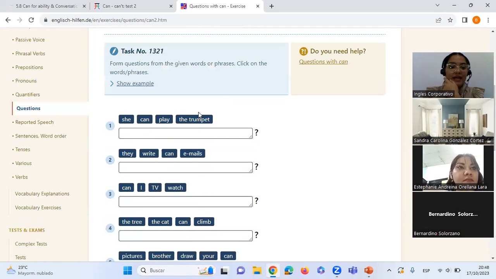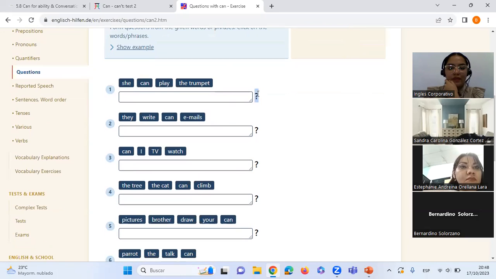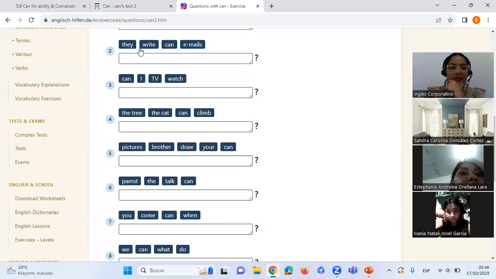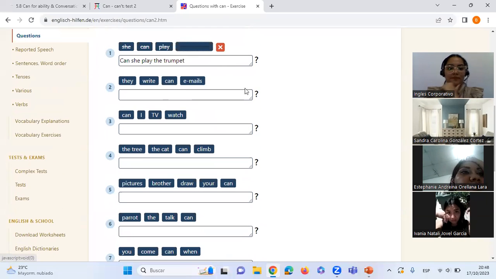Okay, we have here, she can play the trumpet. But, ¿cómo podemos pasarlo a pregunta? Can. Thank you so much. Can she play the trumpet? Play the trumpet. The trumpet. Thank you. Excellent. Second one.